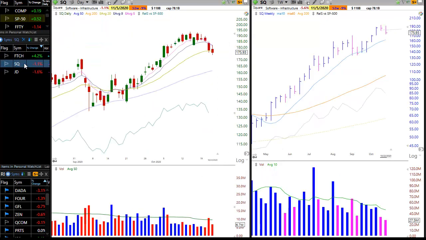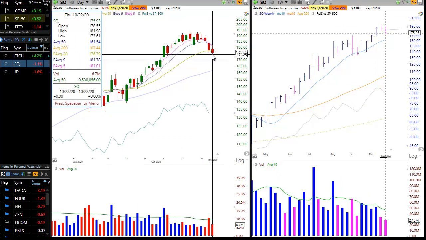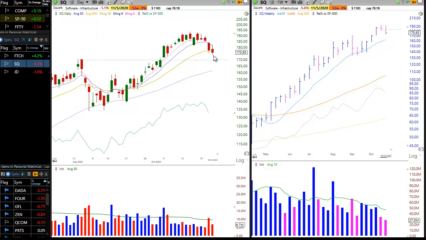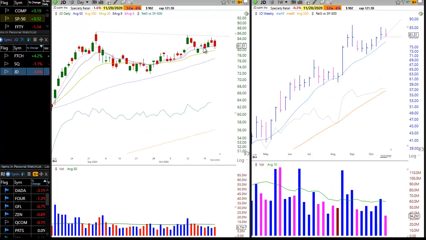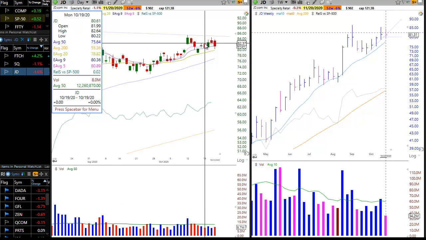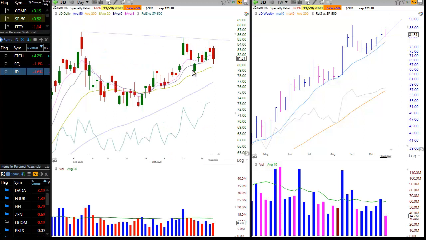We're still long SQ from an entry closer to 170. We're looking for the price action to hold the 20-day EMA minus some wiggle room. If it holds up, great. If not, then we'll be out with a small gain. And we're also long JD from an entry around 82.50-ish. So we're down only about 1.5% right now.